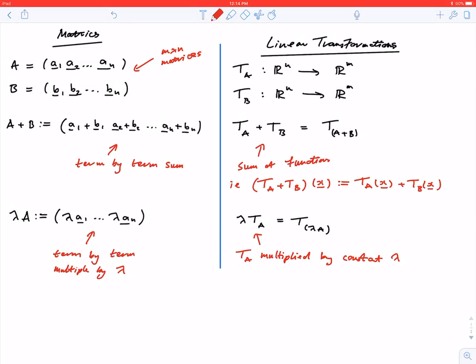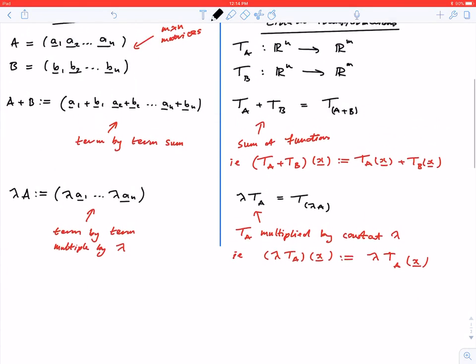You have things like the constant multiple rule; you're used to multiplying functions by constants. In this case, lambda TA, what does it do to x? The only conceivable definition is lambda times TA of x. That's the definition of scalar multiplication of functions. So this is nice: scalar multiplication and addition of functions correspond to very straightforward rules on the matrix side. Let's just do a quick example.